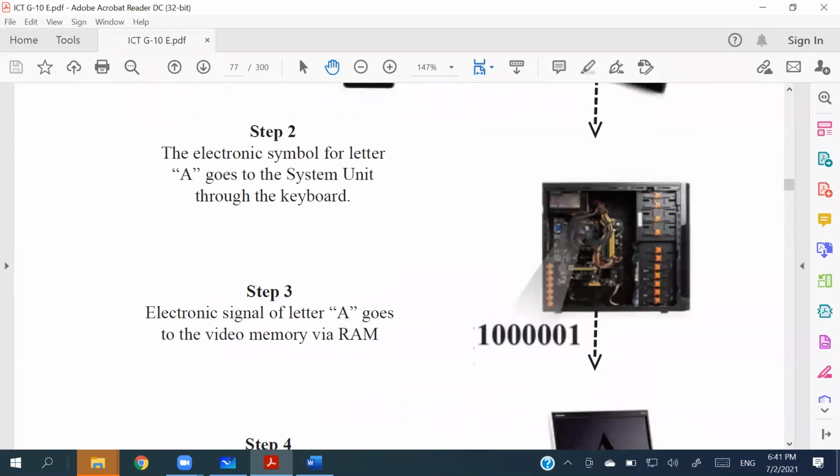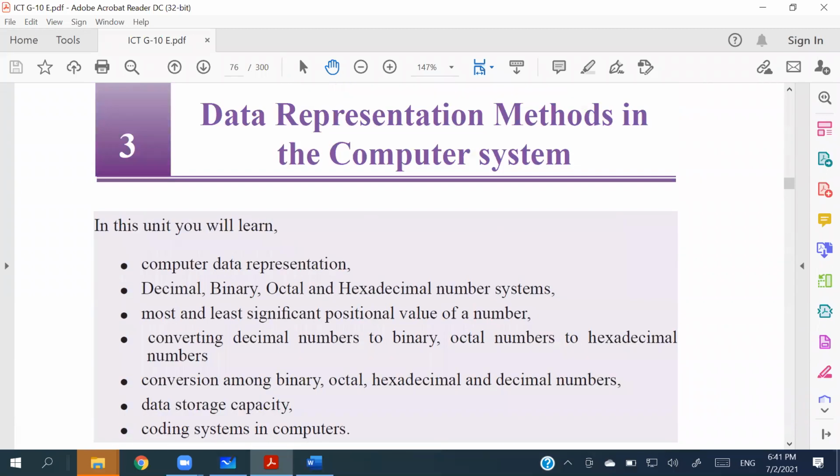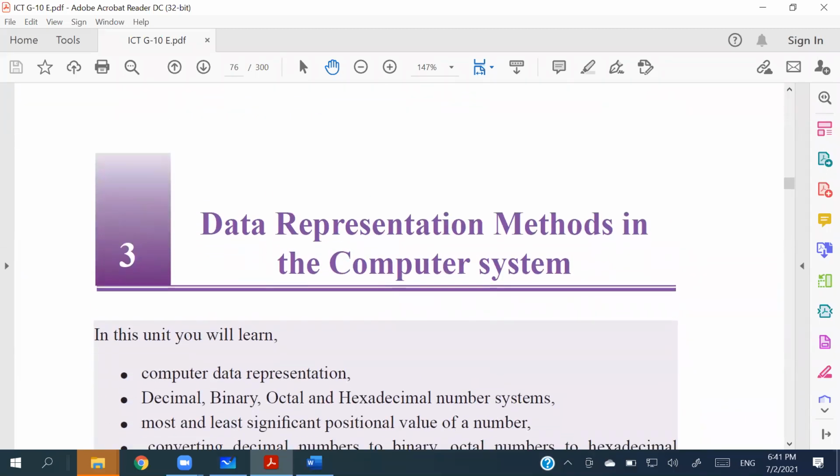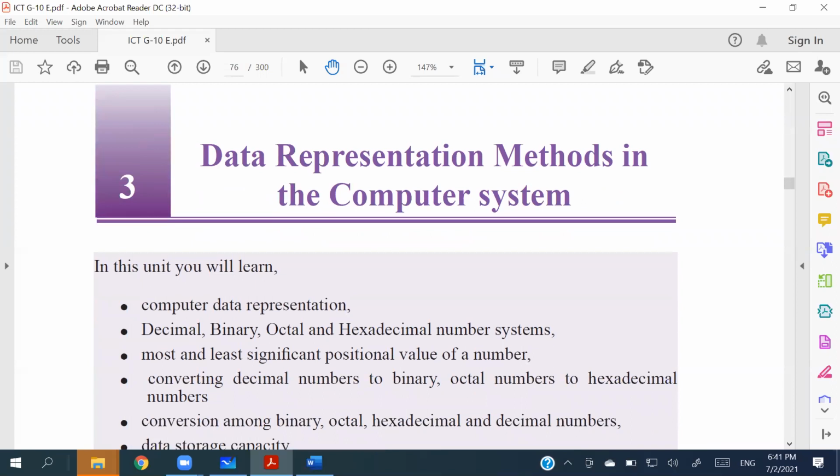So it's better you write the main topic, data representation methods in the computer system. That's going to be our main topic, the 3rd unit, right? So please take it down, and I'll keep it for a moment for the people who don't have the books.